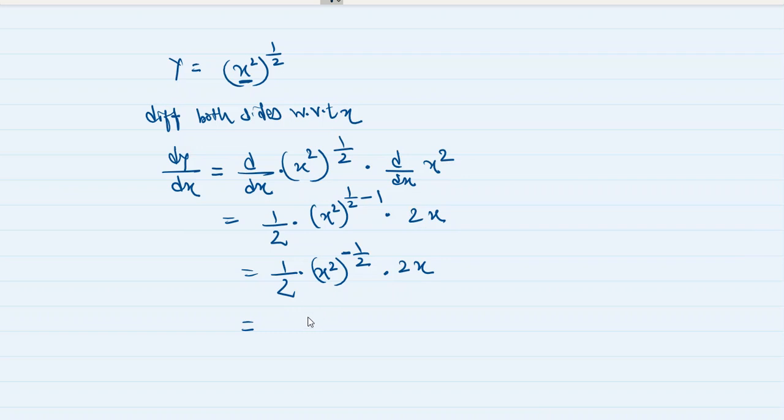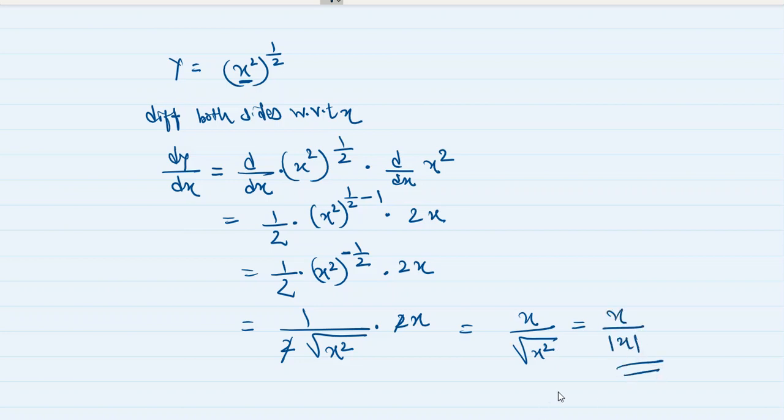Okay, so this will be 1 upon 2 under root of x square multiplied by 2x. This will become, 2 will cut, and this will become x upon under root of x square. You know what is under root of x square? Mod of x. Did you understand?